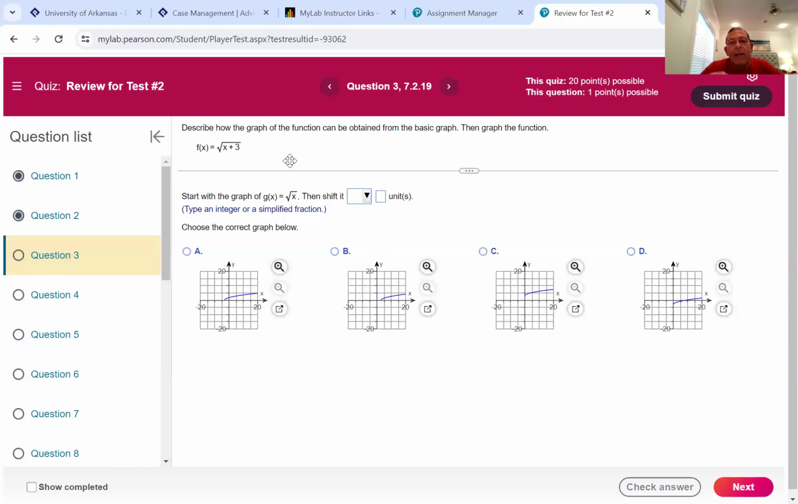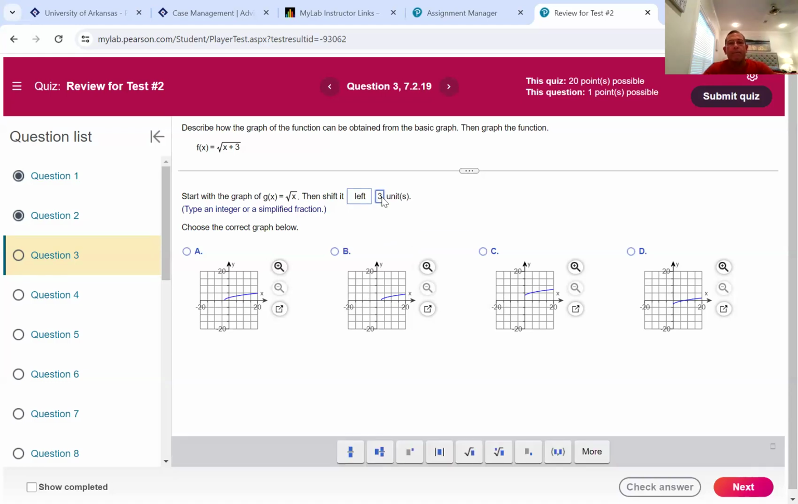All right, so number 3, the basic graph they're telling you is the square root of x. So what's happening to it when I add 3 to the x? Now, y'all, since the +3 is underneath the square root radical, it's just like it was in parentheses. So that move is either going to move us left or right. So remember, since we're adding 3, it's actually going to move us left. So you would click the arrow down and choose left, and then it's moving it left those 3 units.